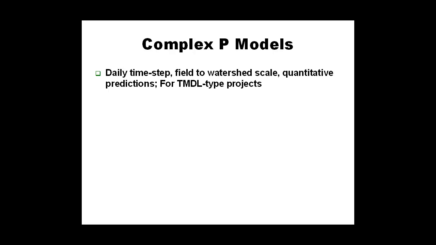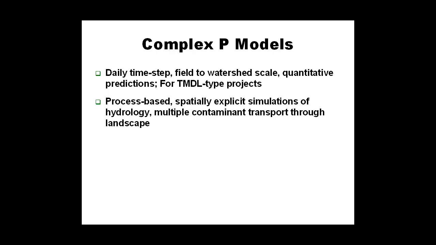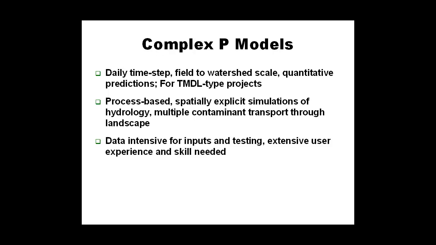And these are for TMDL style projects that we've heard about in the EPA presentations. They're process-based models. They try to use fundamental process-based equations that make predictions. They're spatially explicit, so they're going to say what's happening where in the landscape and try to simulate the connections physically in a GIS type of way. So it's going to simulate hydrology, and it's going to try to do more than one thing, multiple contaminant transports, nutrients, pesticides. We'll start mixing in air quality in some of these models.